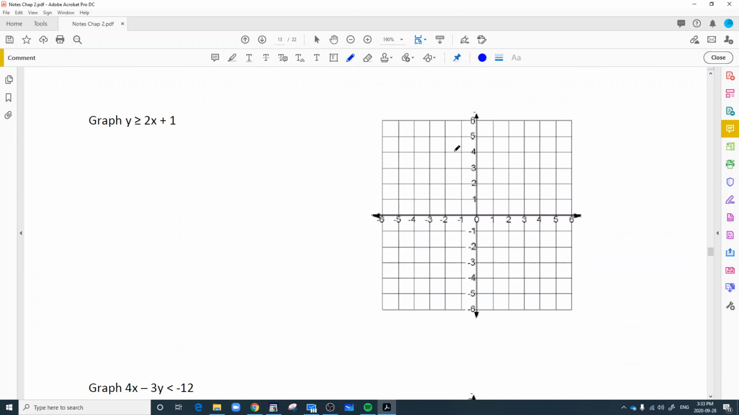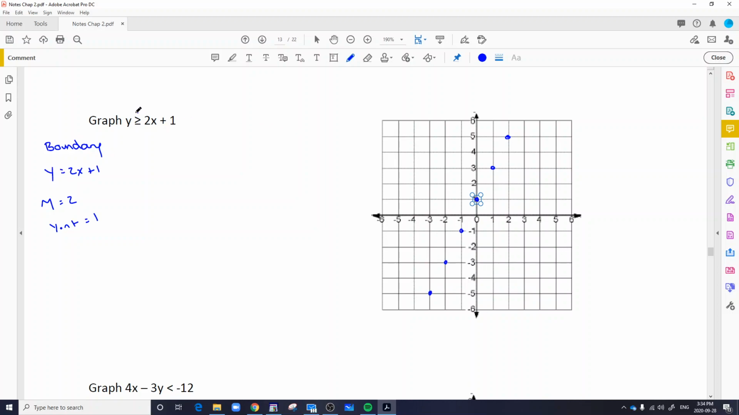So first off, I'm going to graph y is greater than or equal to 2x plus 1. To graph, I'm going to graph my boundary line. And when you graph your boundary line, just ignore the inequality. So you're graphing y equals 2x plus 1. So I'm going to have a slope of 2, and I'm going to have a y-intercept of 1. So I'm going to go 0, 1 with a slope of up to right 1, up to right 1, or down to left 1, down to left 1.